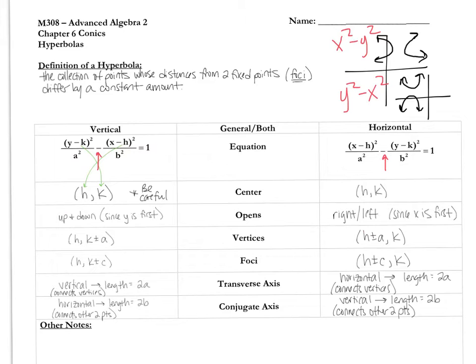We also do have two new vocab words, a transverse axis and a conjugate axis. So the transverse axis connects the vertices, that's what I wrote down here. And it connects it on both sides, so it's either side to side or it's up and down depending on whether y is first or x is first. And the conjugate axis is kind of like the major and minor axis for ellipses. There's a transverse and a conjugate for hyperbolas. Transverse connects the vertices. The conjugate connects the other two points. So we can do lengths for those axes as well.